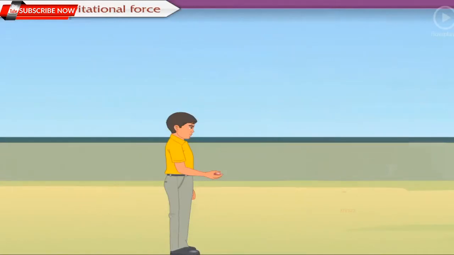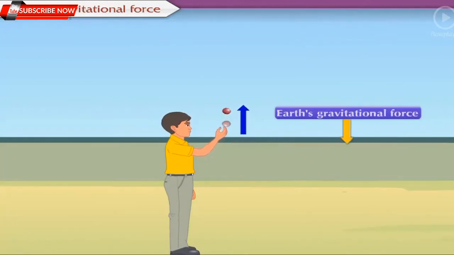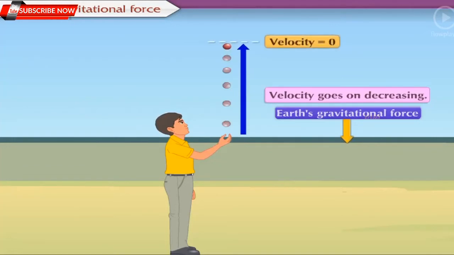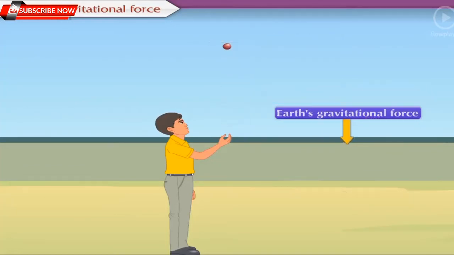When we throw an object vertically upwards, the gravitational force pulls the object and reduces its velocity. Since the gravitational force is constantly applied on the object, the velocity of the object becomes 0 after a while. It is due to this force that the object starts moving vertically downwards towards the center of the Earth.